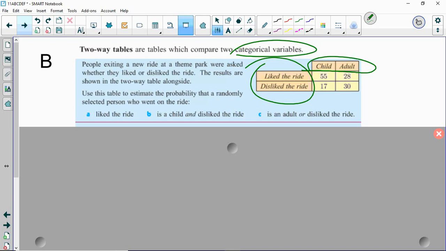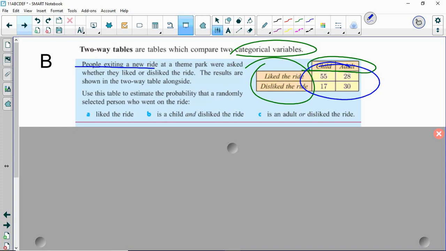And so look, you know how to read the table, right? There's 55 kids that like the ride, there's 28 adults that like the ride, etc. That's all obvious, right? And then we can use that to estimate some probabilities, because this is a sample. Yeah, this is just based on a few people who were exiting the ride. They were asked how they felt about it, and we're going to use this sample to come up with a prediction about what a random person at the park might feel about the ride.